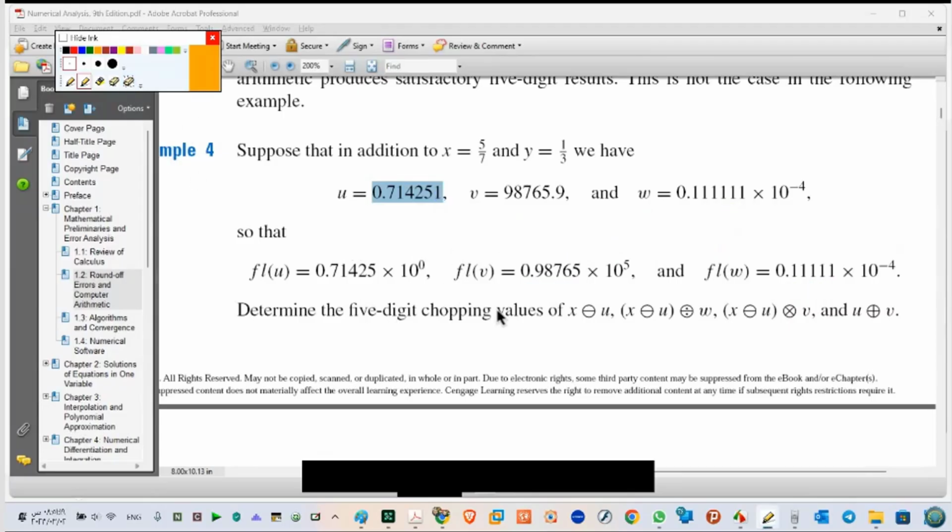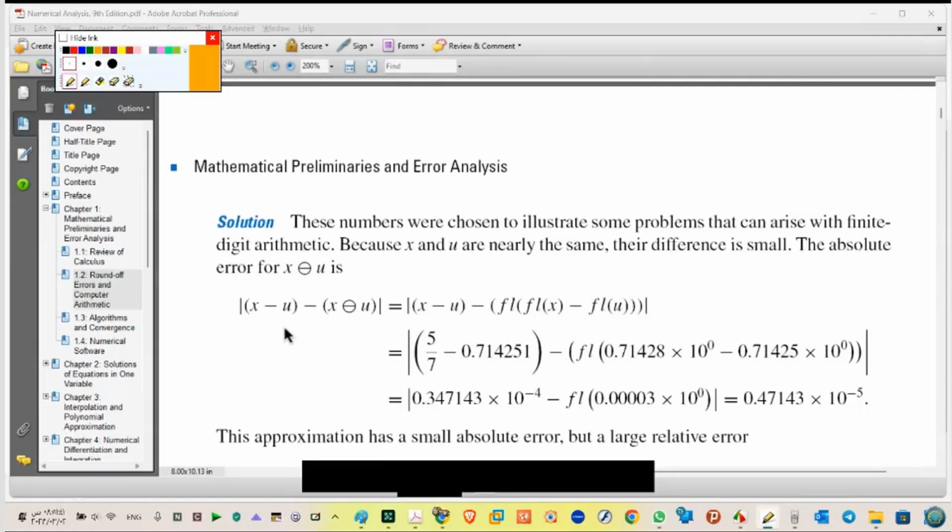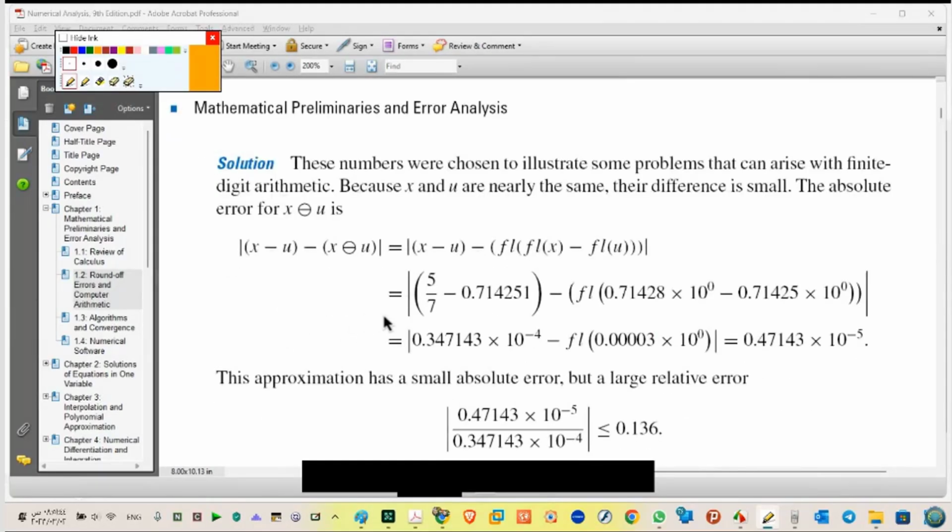Now we are ready to make the operation x minus u. X from the previous example was 5/7. We found it, and u here, we found. So you can make the operation for each one. See the result here. X minus u. Here, as you see, we have two operations. They want to find the error or absolute error. This is exact and this is approximation.